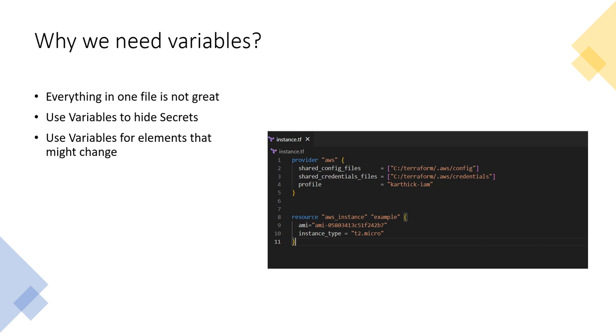Next, we are using variables for elements that might change. So we are going to make the files a little bit more generic. That is, the element that might change, we can move to a variable. In the example on the right-hand side, you can see the AMI ID. The AMI IDs are different per region. So it is a good thing to move this AMI to variables so that we can change it whenever we change the region. You might even deploy your infrastructure in multiple regions. In that case, it's really good to have them in variables.